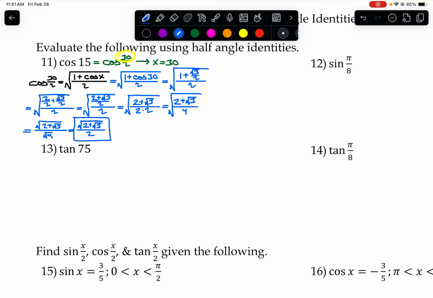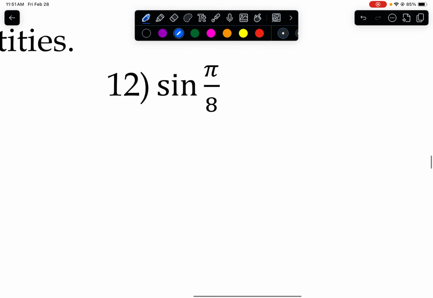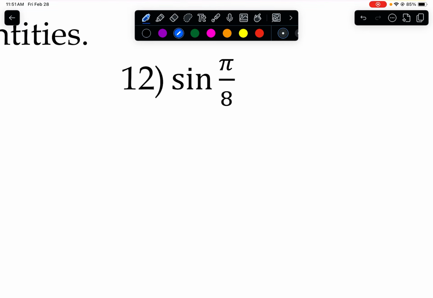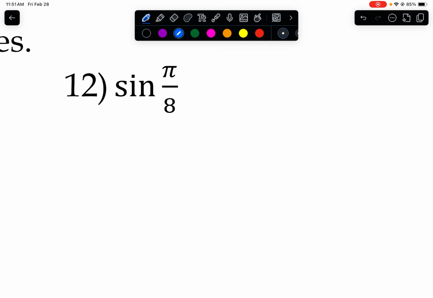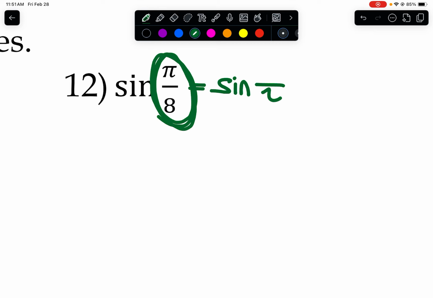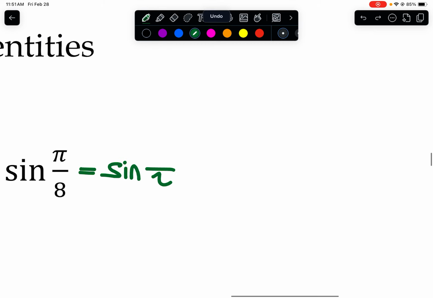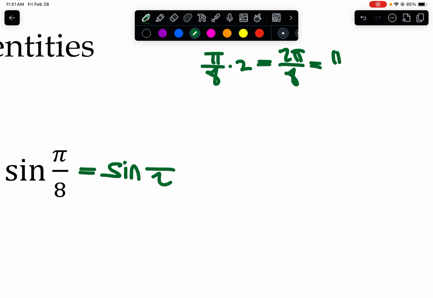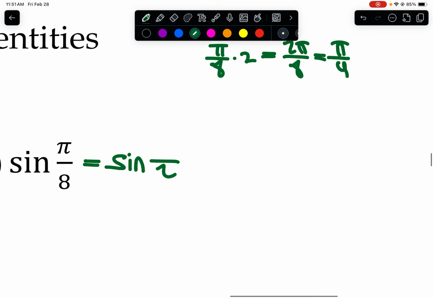All right, now I'm going to move on to number 12. So we did a degree problem in the previous one. Now we're going to do a radian. Same idea with this one. This is going to be the same as doing sine of a radian divided by 2. So you're essentially going to take this radian value and multiply it by 2. So pi over 8 times 2 is going to give you 2 pi over 8, which is just pi over 4. So that's how you can evaluate the value that we're going to have in the numerator.